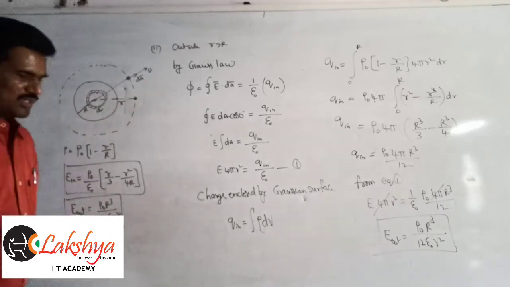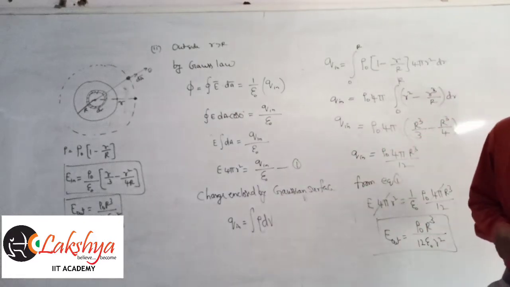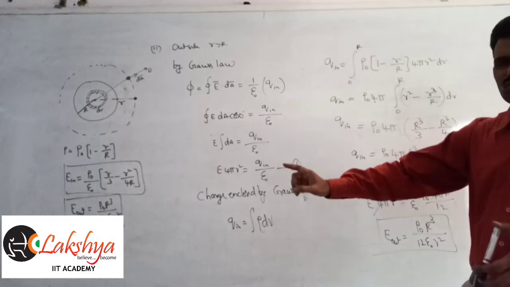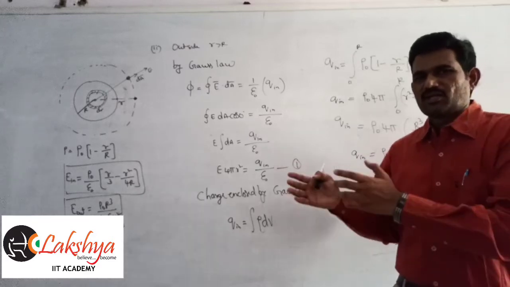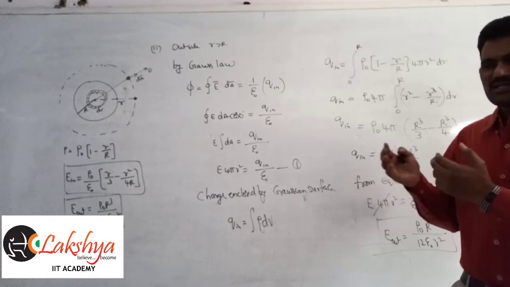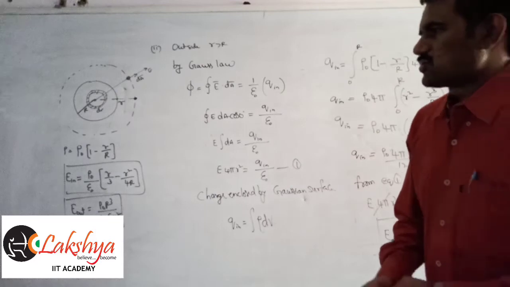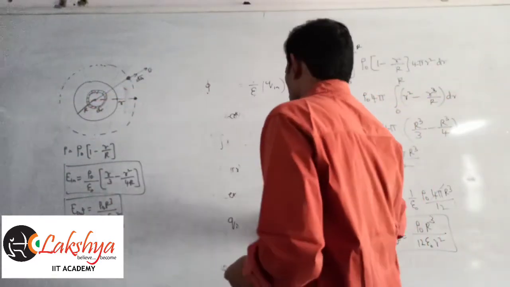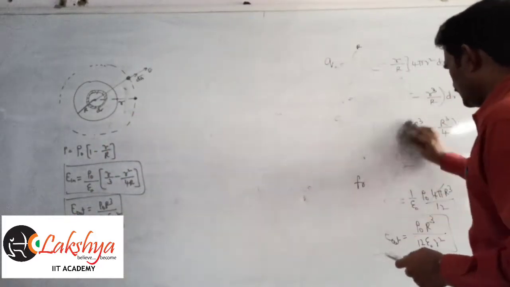Next we need to find the maximum field. We need to find the maximum intensity of electric field. Just by observing those two expressions, you will get an idea whether the field is becoming maximum inside the Gaussian surface, inside the sphere, or outside the sphere. Just by seeing those expressions you can conclude that. So if I observe the outside expression, it is rho R cube by 12 epsilon naught r square, right?